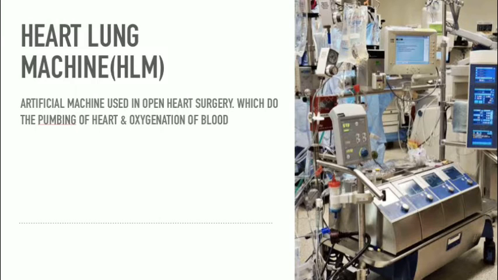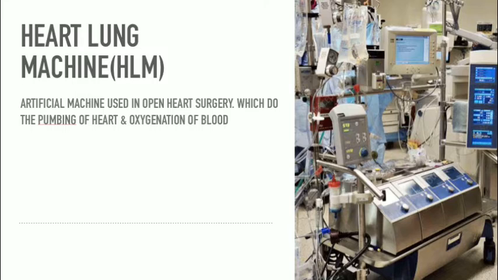The next term that we are going to discuss is heart-lung machine. Heart-lung machine is also known as HLM. The heart-lung machine is an artificial machine commonly used during open heart surgeries. We use the heart-lung machine when the heart is arrested or when the heart needs to be repaired. So the heart will not be doing its function. Instead, we use an artificial machine to do the functioning of the heart, like pumping of blood and oxygenation of blood.